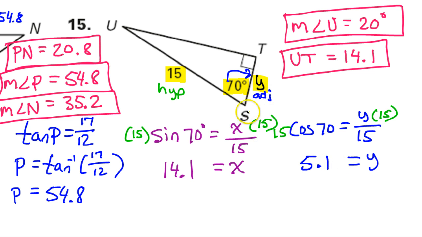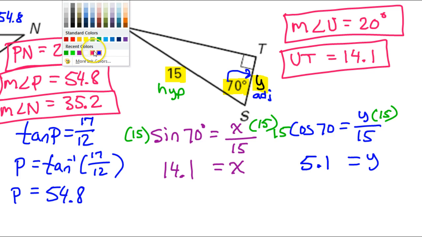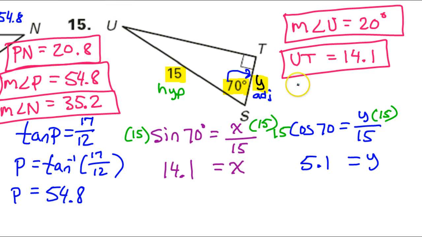Okay, now I called it y, but this is really side ST. So that's how I'm going to record it in my final answer. Okay, so ST here is equal to 5.1. Okay, that's it. We found the 3 missing pieces. We have solved this triangle.